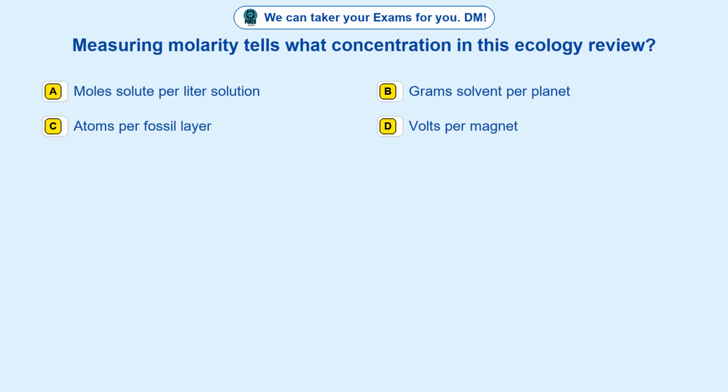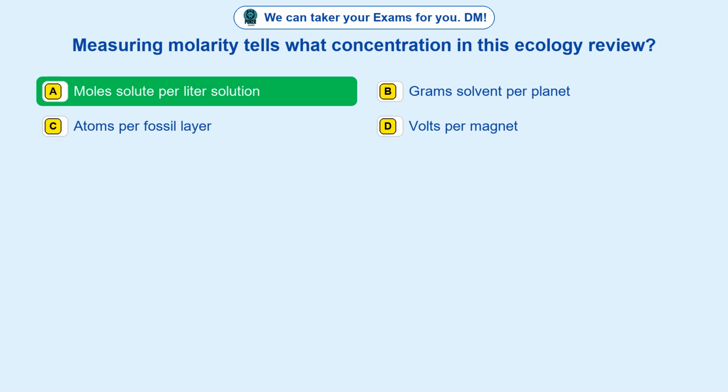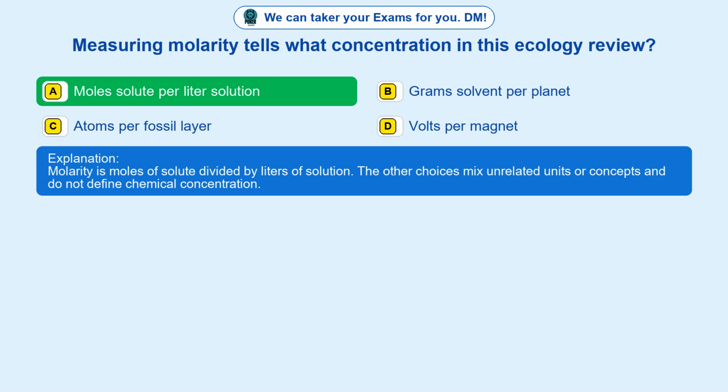Question 45. Measuring molarity tells what concentration in this ecology review? Option A, moles solute per liter solution. Option B, gram solvent per planet. Option C, atoms per fossil layer. Option D, volts per magnet. The correct answer is option A, moles solute per liter solution. Molarity is moles of solute divided by liters of solution. The other choices mix unrelated units or concepts and do not define chemical concentration.